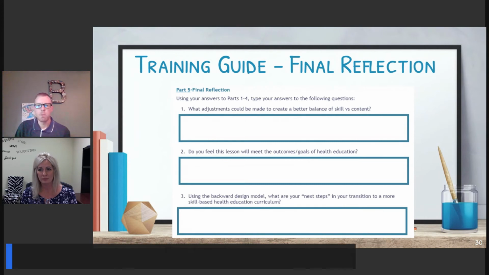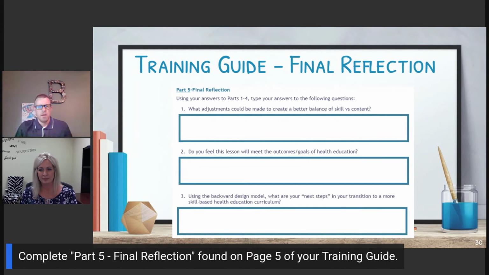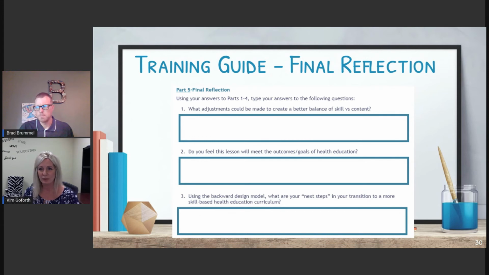It's going to be found on page 5. And so take a moment to do that as a final reflection opportunity. Yes, be very reflective. And Brad, I may piggyback on the backwards design, and I'm going to take your words. I've heard you say it several times.